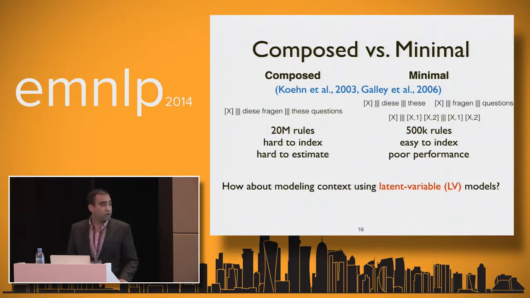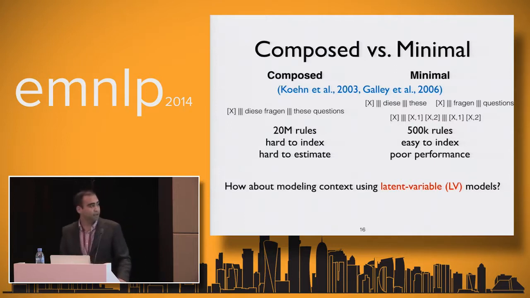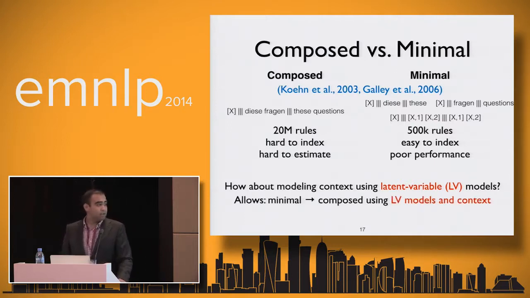The idea is, how about modeling context through latent variable models? And this idea isn't as crazy as it sounds. There's a definite precedent in the monolingual parsing literature. The late 90s saw the Charniak and Collins parsers being lexicalized, compared to parent annotation and state splitting and the like, which is more along the lines of these latent variable models. And this allows us to explore the transition from minimal to composed by principally incorporating context using latent variable models, instead of arbitrarily taking rules and composing them to generate larger rules.